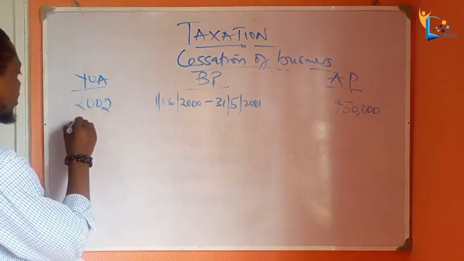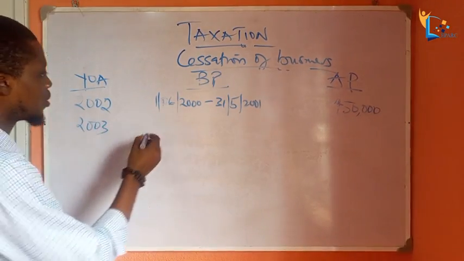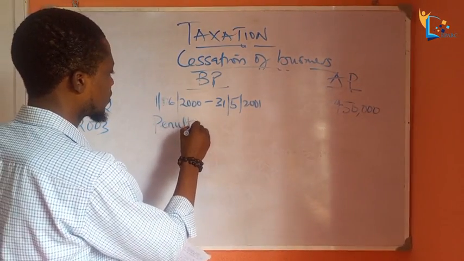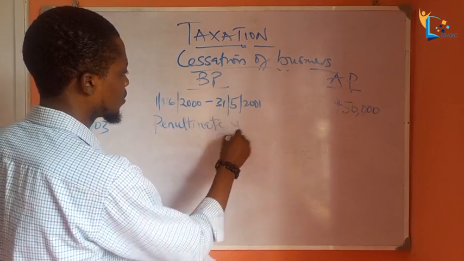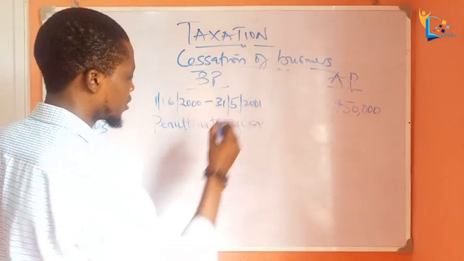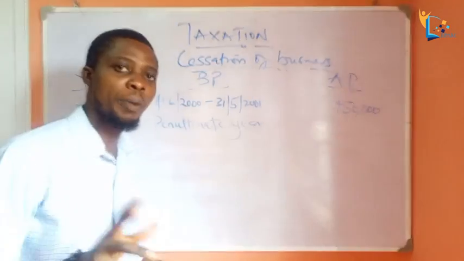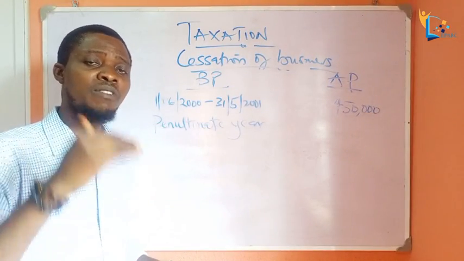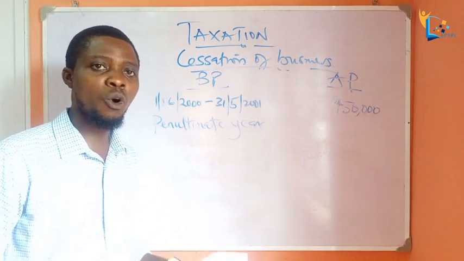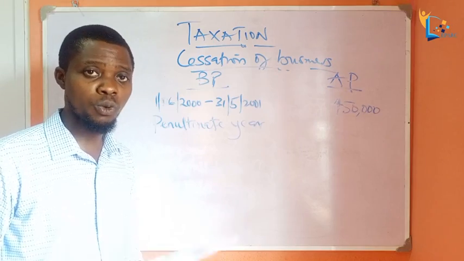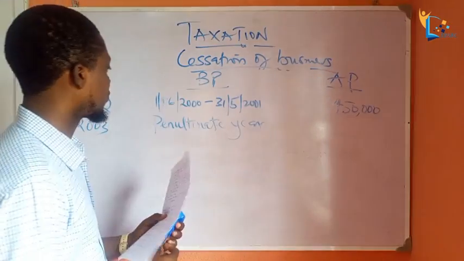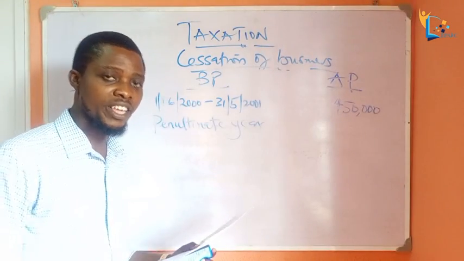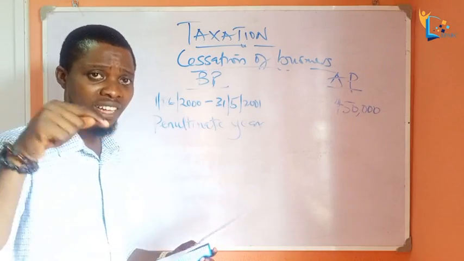2003, penultimate year. Remember I told you for the penultimate year, you will compute for actual basis and compute for preceding year basis. Whichever one produces the higher tax, that is the one you will accept or the one you will work with. Now, for actual basis, remember I told you actual basis is 1st of January of that year to 31st of December of that same year.